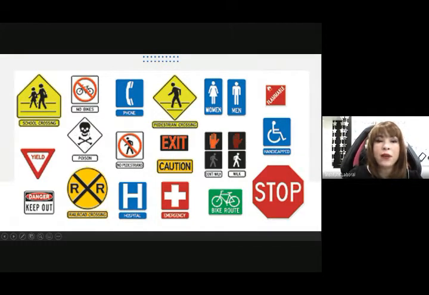Oh, this one over here indicates that it's poisonous. It's poison. Oh, it can kill you. Oh, this is very famous. Here we have this sign that indicates that it's a phone. There is a public phone near you.